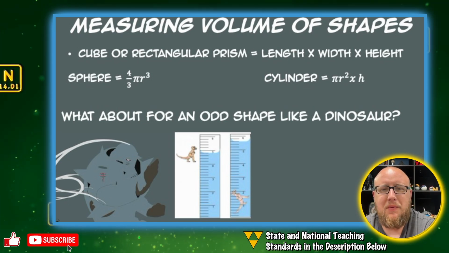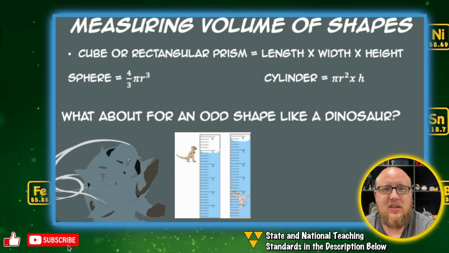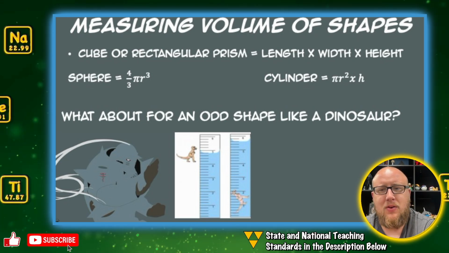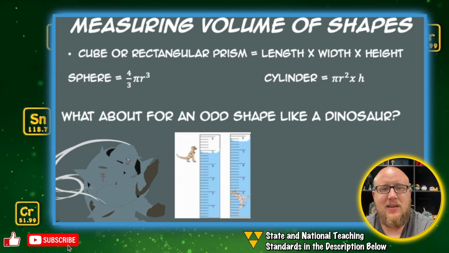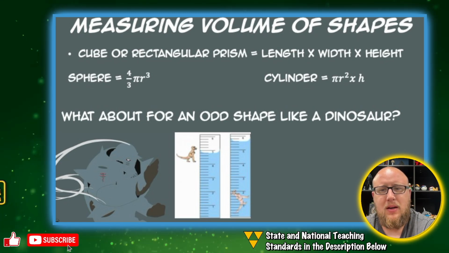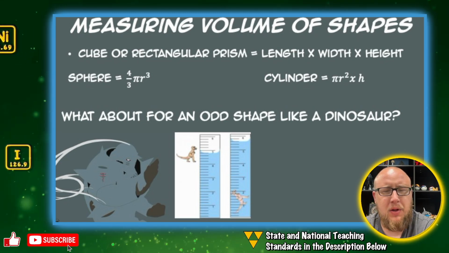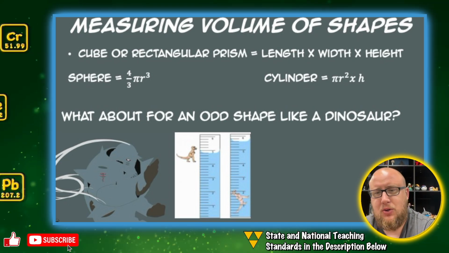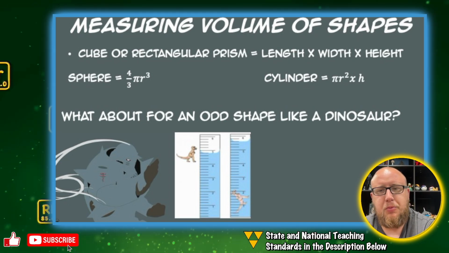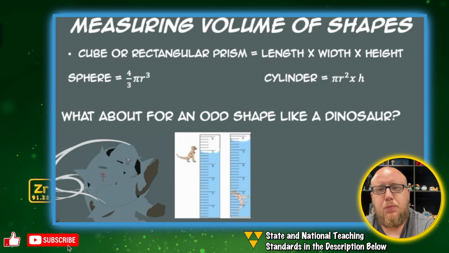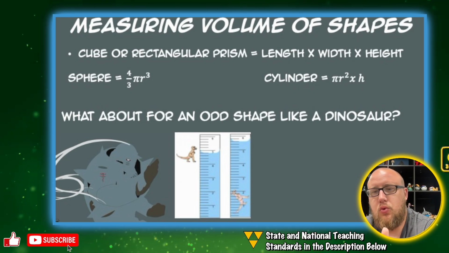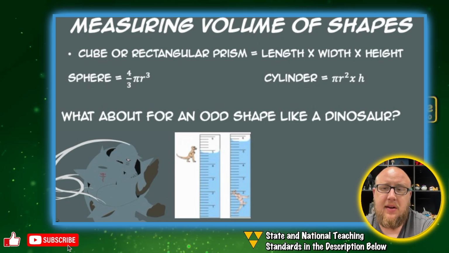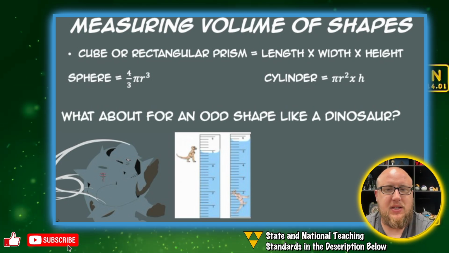Well, what we have to do is a water displacement test. In this case, we have our water at a certain amount, so I think it's roughly 5.8 milliliters, we'll say. I dropped my dinosaur in there, and it raised up to 6.6, we'll say 6.6. Okay, so we started at an initial 5.8, we got up to 6.6 milliliters.